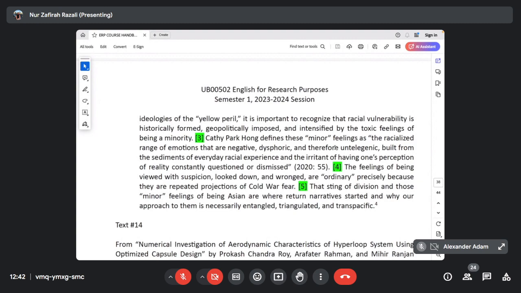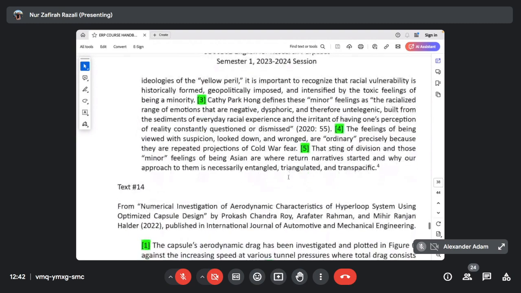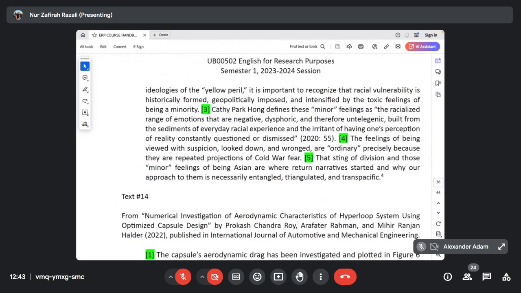What's the nominal phrase? Yeah, the racialized range of emotions, right? What else? The sediments of everyday racial experience and the irritant of having one's perception of reality constantly questioned or dismissed. Okay, these are all nominal phrases, yeah? 4: The feelings of being viewed with suspicion, looked down, and wrong are ordinary precisely because they are repeated projections of Cold War fear. What's the nominal phrase? Feelings, the feelings of being viewed with suspicion. Okay, what else?